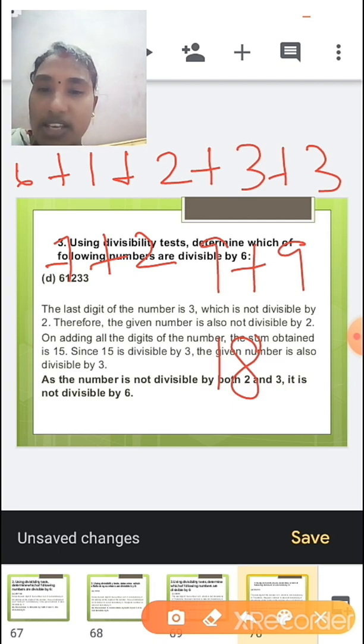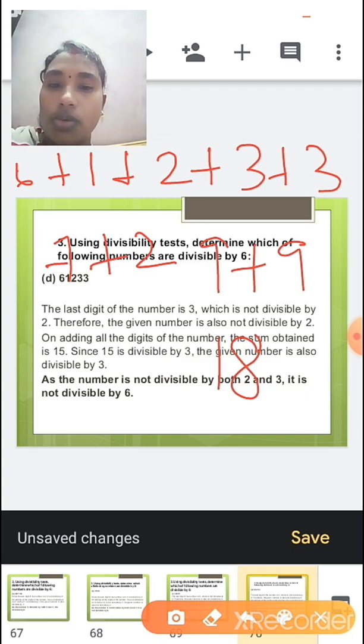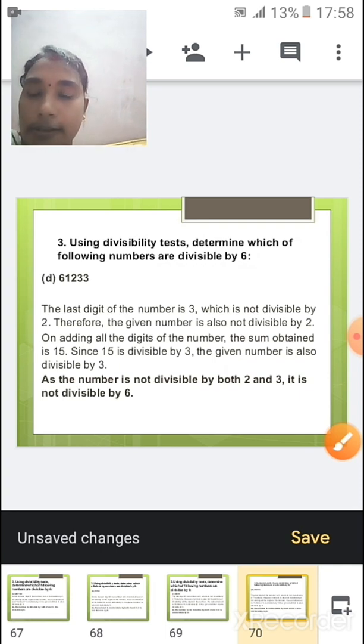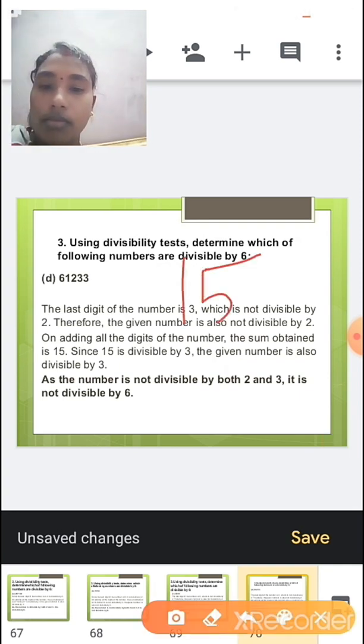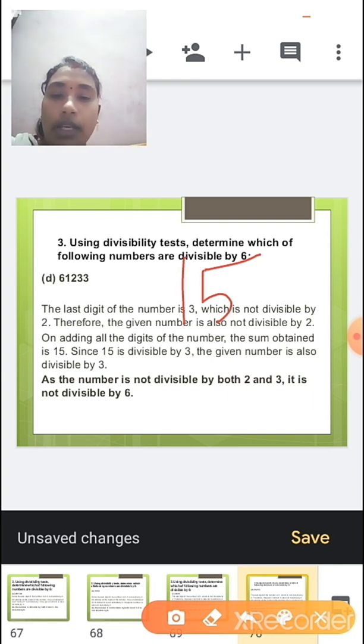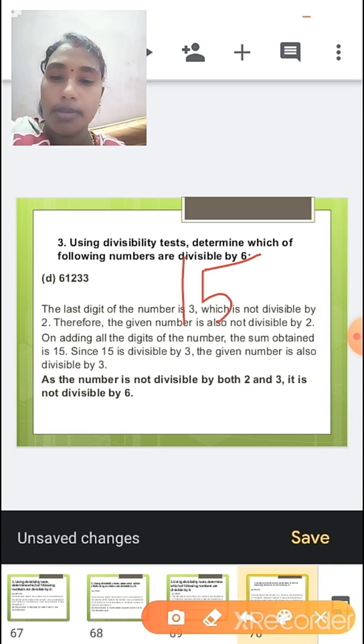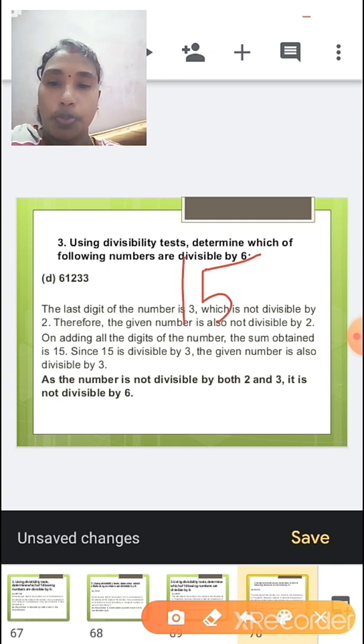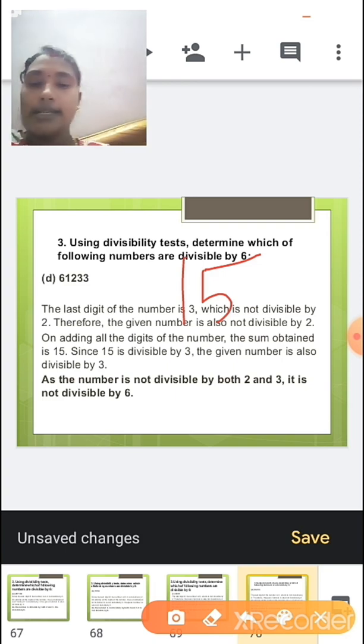6 plus 1 will give you 7. 7 plus 2 will give you 9. 9 plus 3 will give you, sorry, it is 15. Okay, so the number is 15. So is this number 15 divisible by 3? Yes, the number 15 is divisible by 3, but the number is not divisible by 2. So let us say that 61,233 is not divisible by 6, because it is not divisible by both 2 and 3.